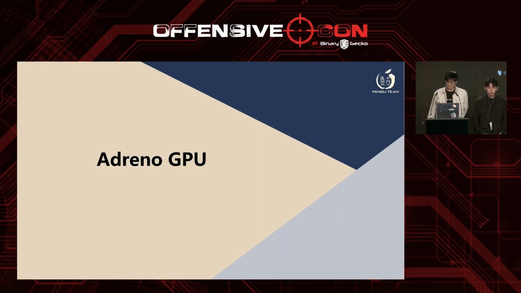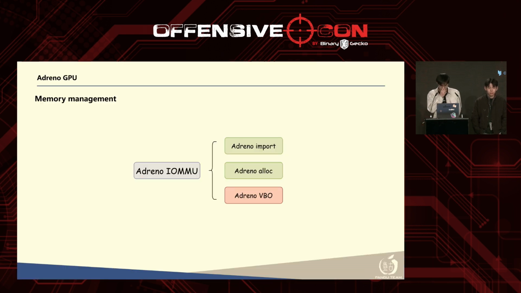And the second chapter is the Adreno GPU. Yeah, the Adreno GPU, I think its memory management is easier than the Mali GPU, and I also think it has import, allocate, and the VBO. And the VBO, I think, is like the Mali GPU alias. And you can compare them with similar components for the Mali GPU in the next.